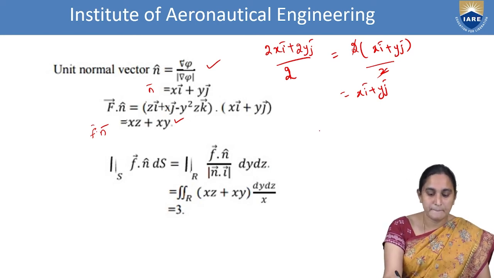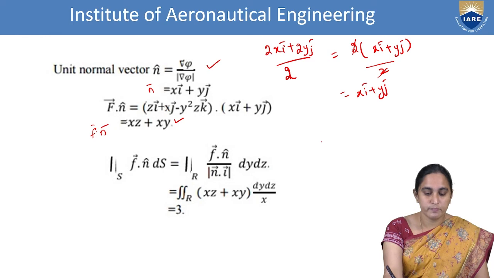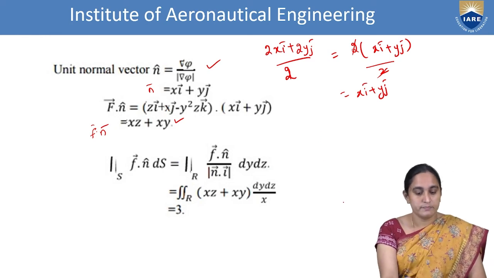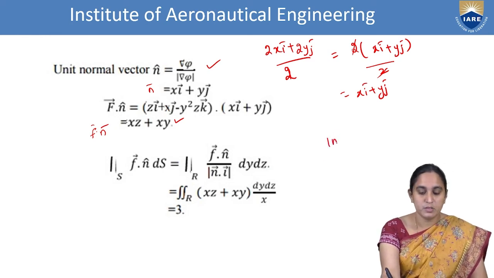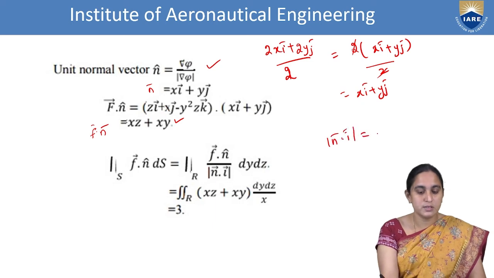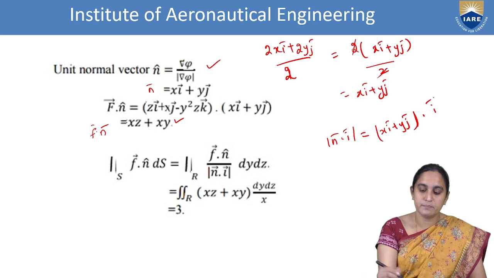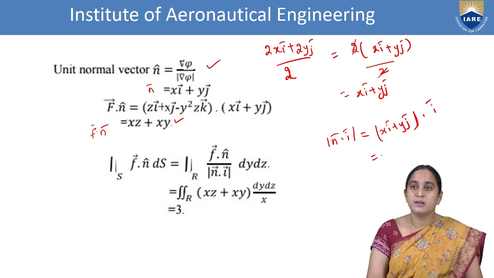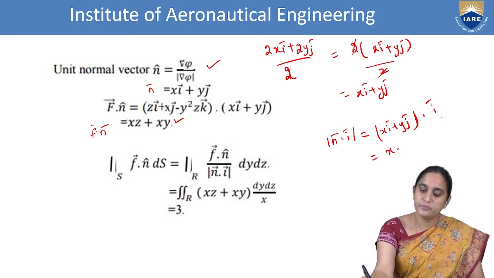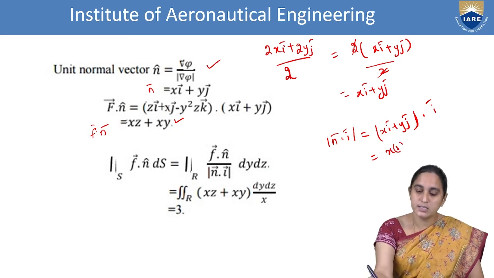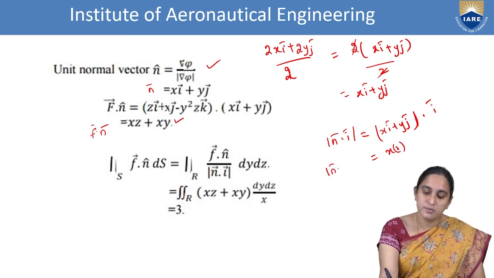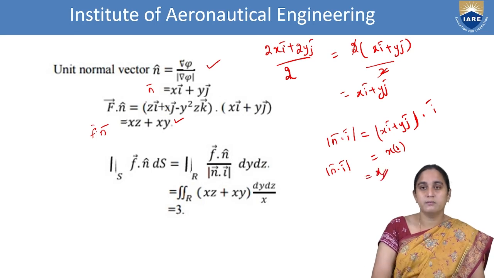Next, the modulus of n bar dot i bar. What is the modulus of n bar dot i bar here? That is n bar as x i bar plus y j bar, dotted with i bar. The i bar coefficient for the first vector is x and for the second vector is 1. That is x into 1. Therefore, the modulus of n bar dot i bar is equal to x.